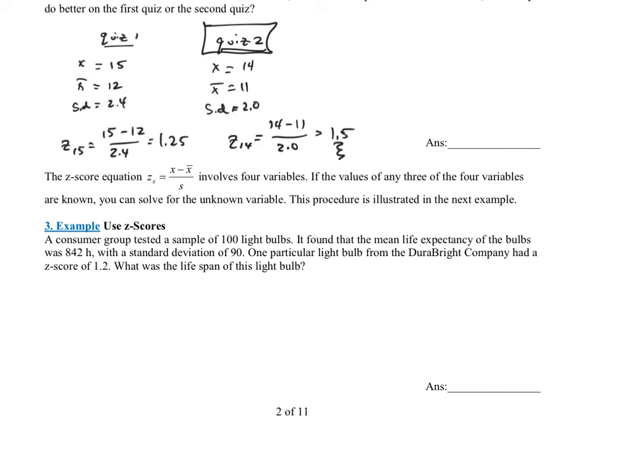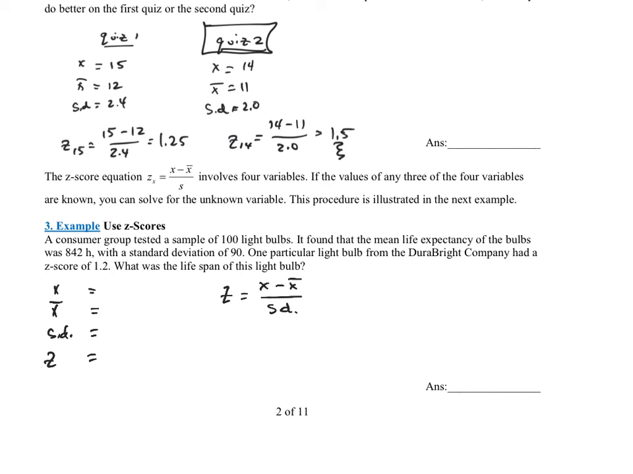Let's look at this one. It says a consumer group tested a sample of 100 light bulbs. It found that the mean life expectancy of the bulbs was 842 hours, with a standard deviation of 90. One particular light bulb from Durabright Company had a z-score of 1.2. What was the lifespan of the bulb? So on these problems, we have 4 things that we're looking at: the data, the mean, the standard deviation, and the z-score. We have to go through those and think, which one of those do we need? And remember, the z-score is the data minus the mean over the standard deviation. We're going to plug it into that formula once we get our numbers.